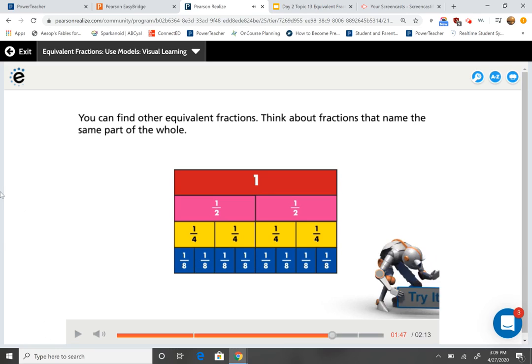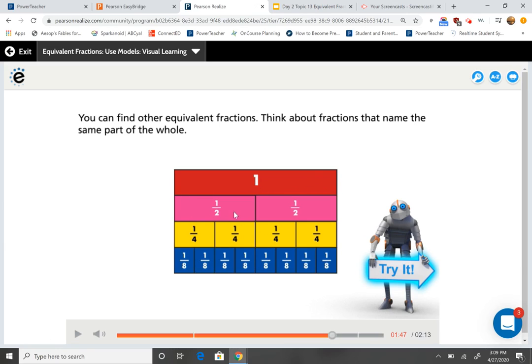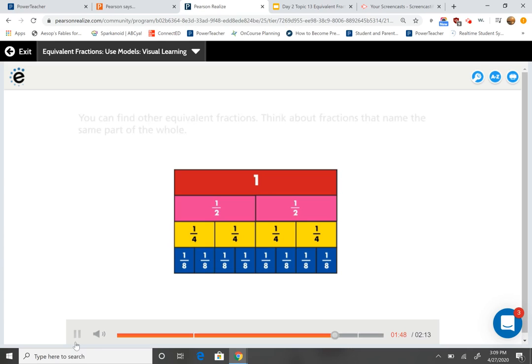So you can see right here, one whole is shown here. So 2 halves would be the same as one whole. 1, 2, 3, 4, 4/4 would be the same as one whole, and there's 8 of these. 1, 2, 3, 4, 5, 6, 7, 8. 8/8 would equal one whole. So when we're looking at equivalent fractions, you want to see how they line up to being equal or the same amount of the whole. For example, 1/2 equals 4/8.